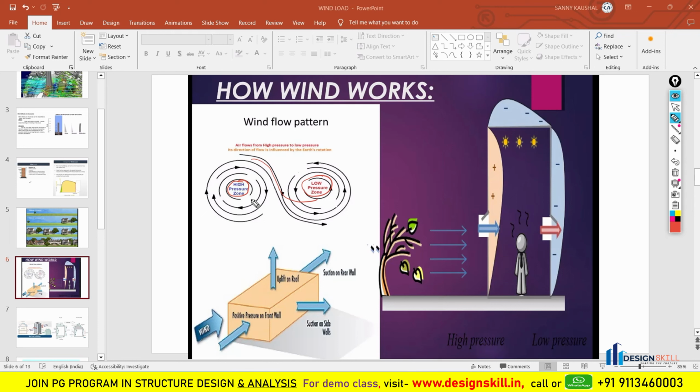Now try to understand this with a very simple example. Let's suppose this is the building structure I have.